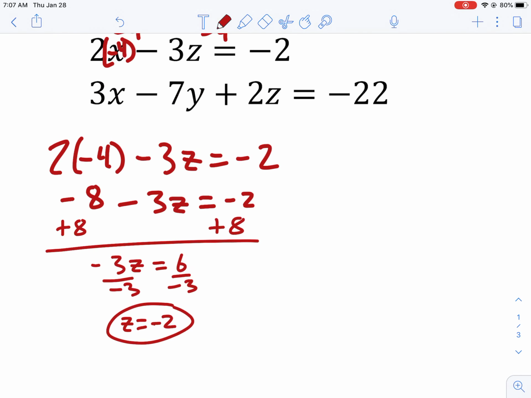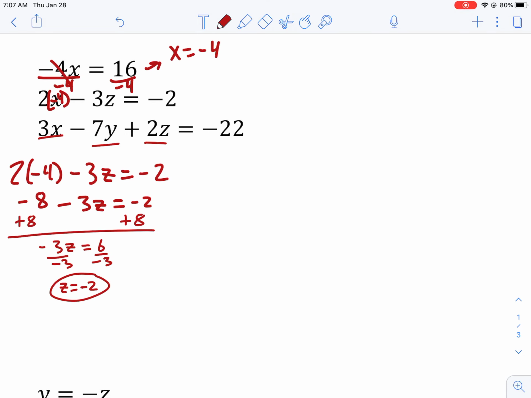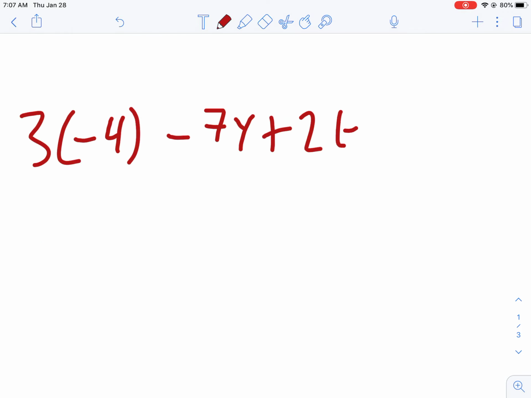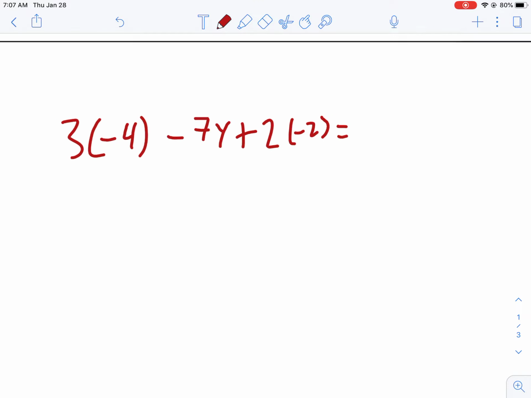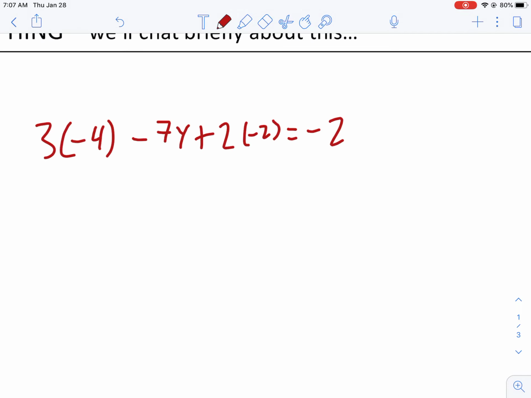All right, so for this third equation where we have all 3 letters, well, we already know 2 of the letters, right? We know 2 of the variables, so we can actually plug both of those in here. So we can plug in -4 for x. We don't know y yet, so we just got to put -7y. And then we know z is -2. So we plug in -2 there, and that's going to equal -22.